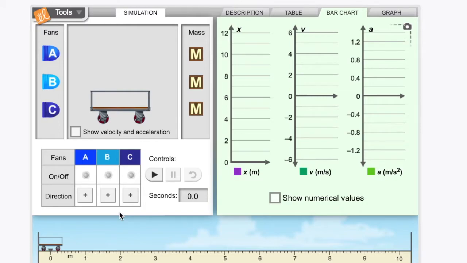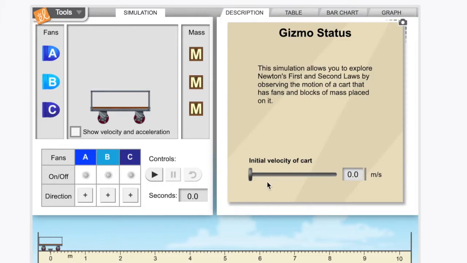And predict. Suppose a cart with no fans has a starting velocity of 2 meters per second. What will be the velocity of the cart when it reaches the wall? So when it gets to the other side, how will the velocity have changed? Okay, now we're going to check there are no fans in the cart. In the description tab, we're going to set the initial velocity of the cart to 2 meters per second. That's all the way to the right. And then we hit play.